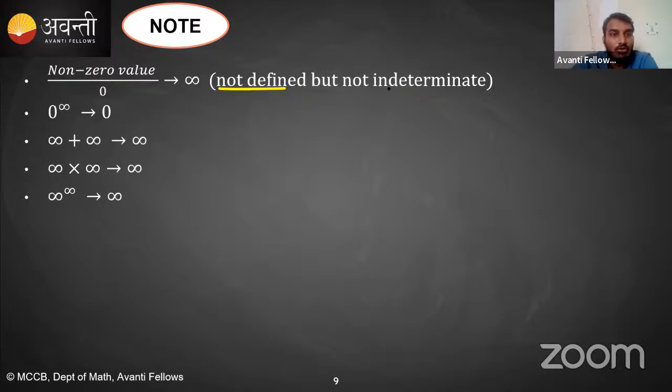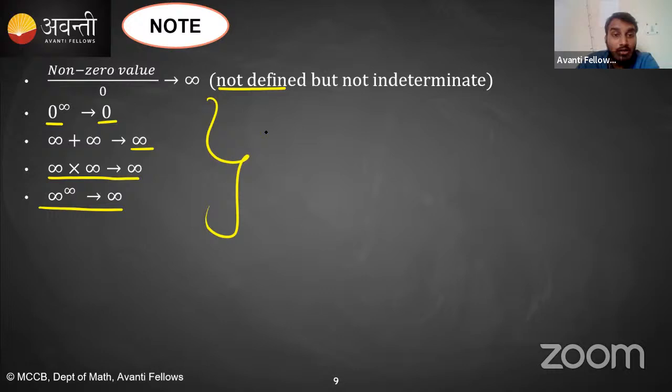Finite value upon 0 tends towards infinity. We know the answer, it is tending towards infinity. It means we have already determined the answer. So that's why it is not an indeterminate form. Similarly, 0 raised to the power infinity will tend towards 0. Infinity plus infinity is infinity. Infinity into infinity is infinity. Infinity raised to the power infinity is also infinity.